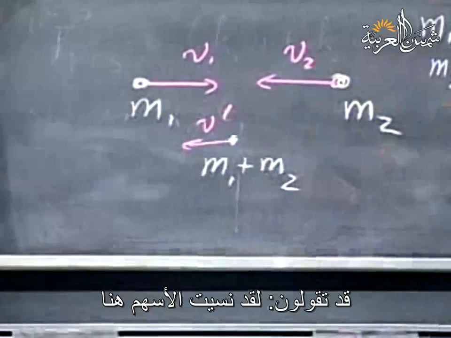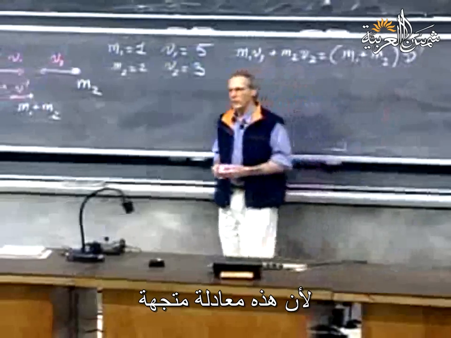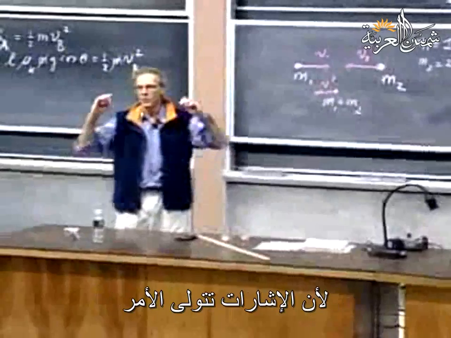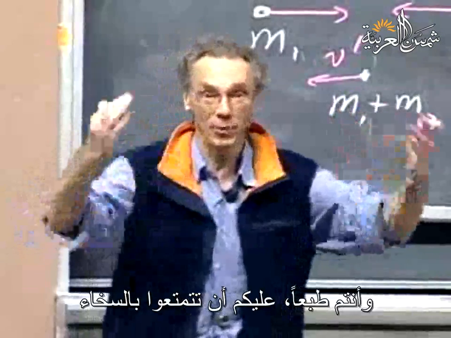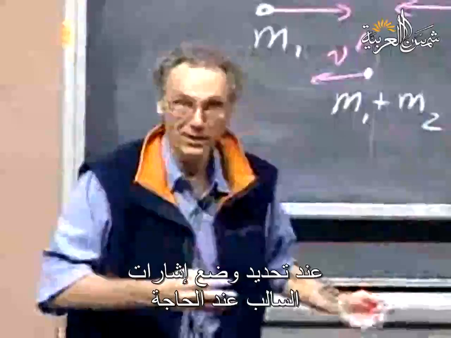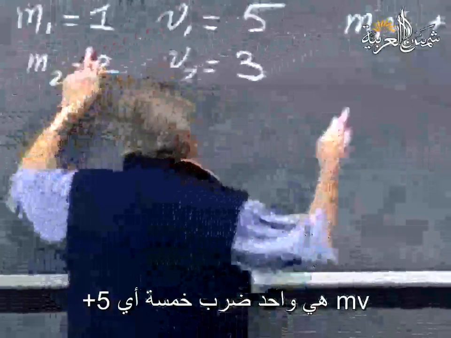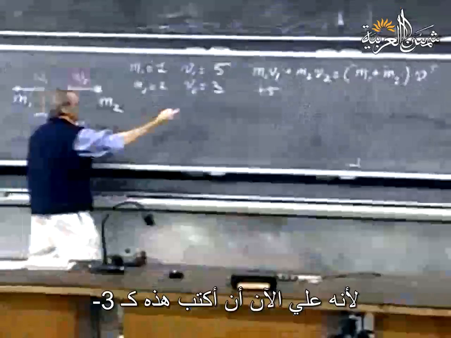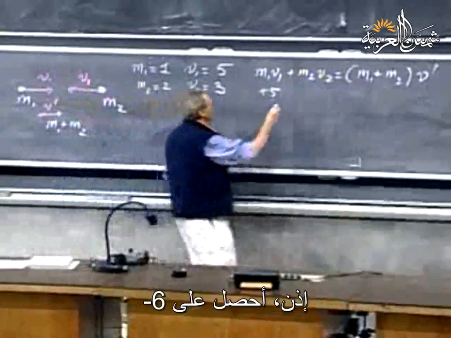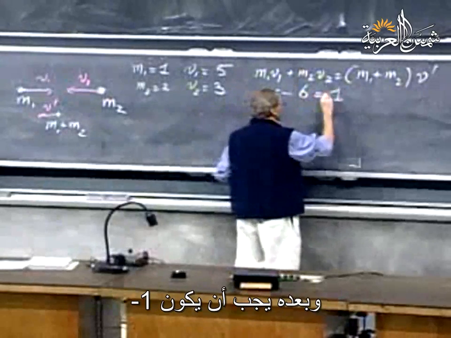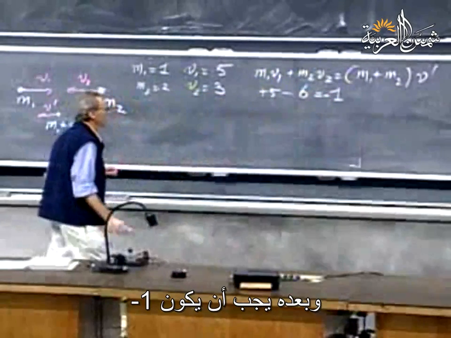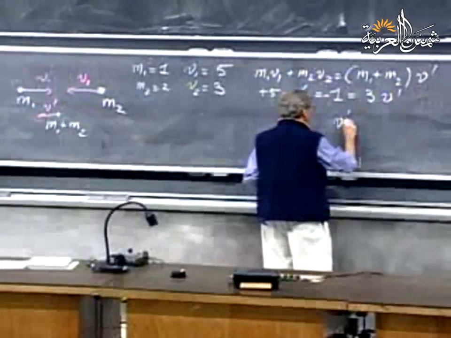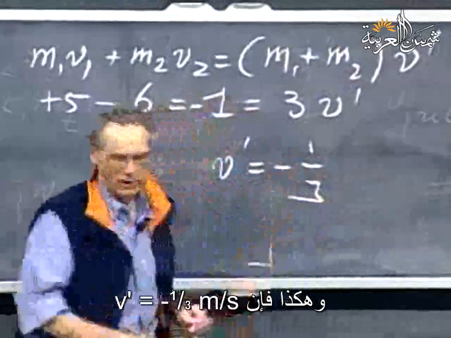You may say, hey, you forgot your arrows here because this is a vector equation. Yeah, I purposely forgot them because this is a one-dimensional case. You can always leave the arrows off because the signs take care of it. And you, of course, have to be careful. Namely, you have to put the minus signs in when needed. M1V1 is 1 times 5, that is plus 5. M2V2 is going to be negative because I must now observe this as a minus 3, so I get minus 6. So the momentum before and after the collision must be minus 1, and that must be equal to 3 times V prime. And V prime is therefore minus 1/3 meters per second.